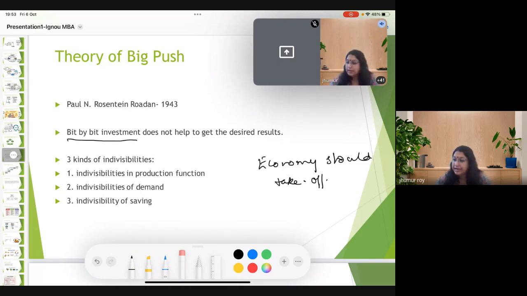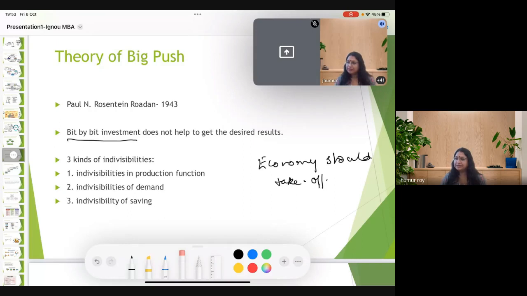Then in the demand case, we say that you should not be dependent on external demand. People only should be there to fulfill each other's demand. There should be so much money in the market that people are able to spend as much as they want. That way, the demand in the economy will increase.